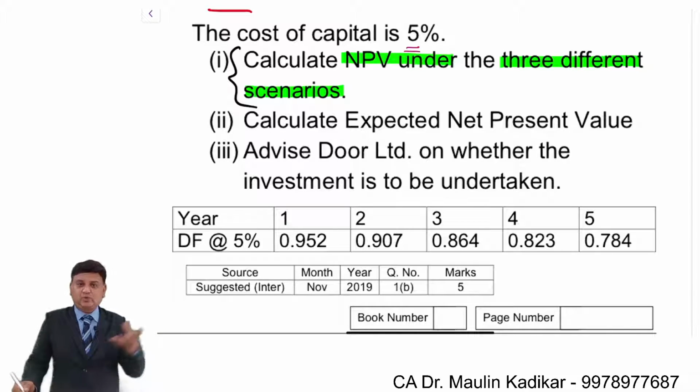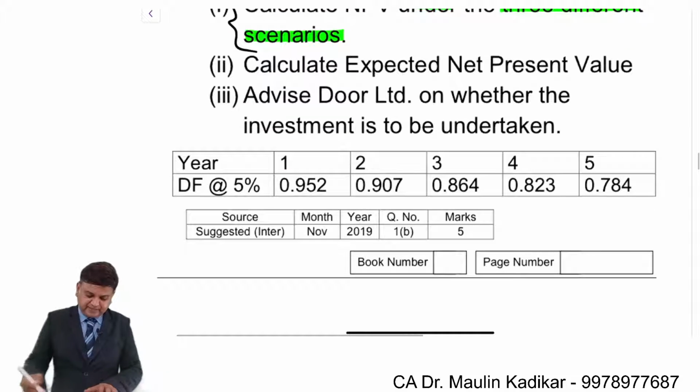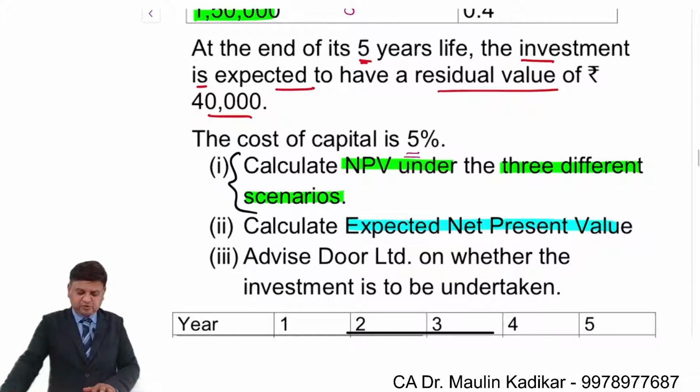So if it is the most likely outcome, then what is the NPV? If it is best outcome 1,50,000, what is NPV? If it is the worst outcome 50,000, what is NPV? The second part of the question says that what is the expected NPV? I want you to tell me the answer of the second part of the question, and then I will do the answer. Please put your answer in the chat box.